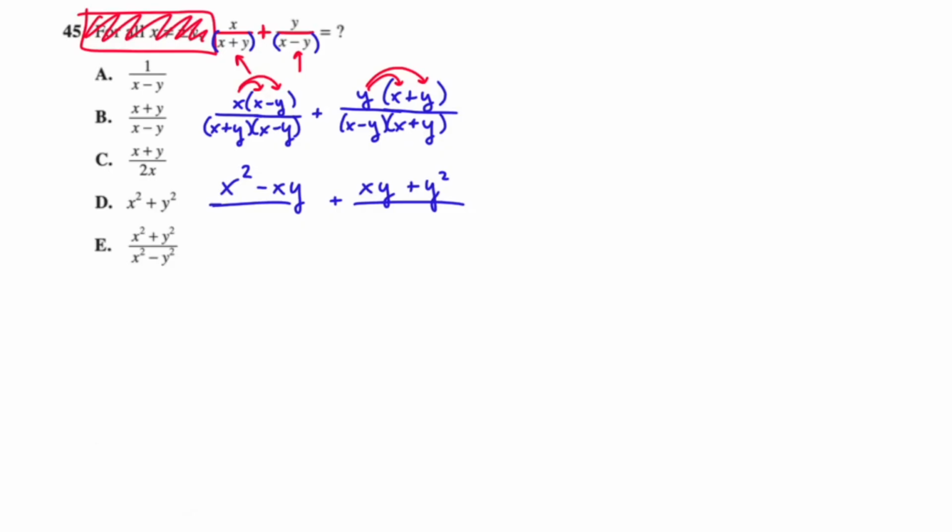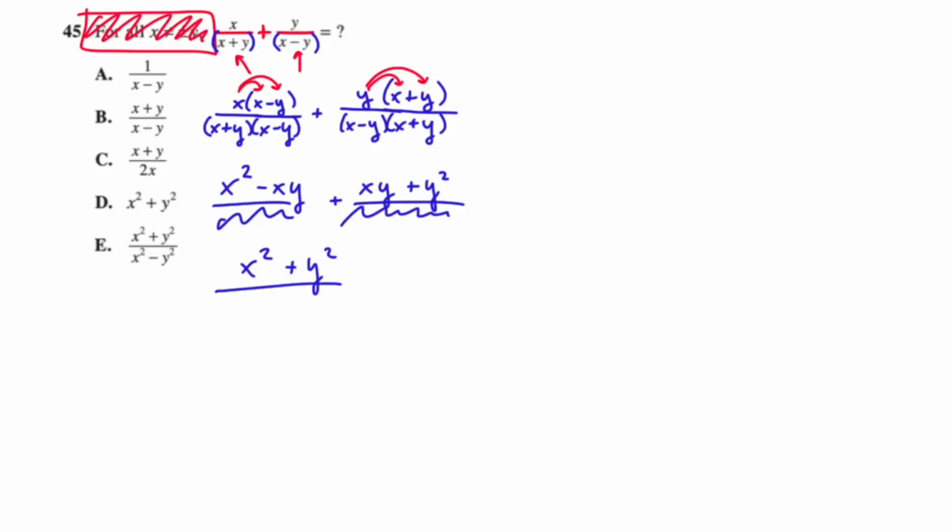If I was going to add these two fractions together, even if I just ignore what's in the denominator, it doesn't really matter right now because I know it's the same thing in each denominator. If I add the tops, these two terms would cancel out. Positive xy and negative xy would equal 0. So I would have x squared plus y squared on top. These two terms are the only thing left over. It's almost looking like that might be the answer.